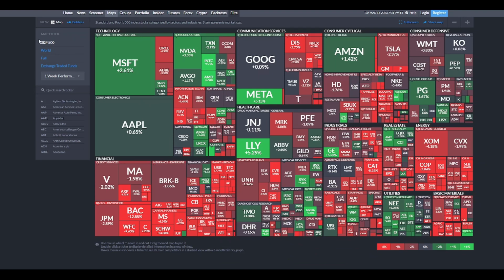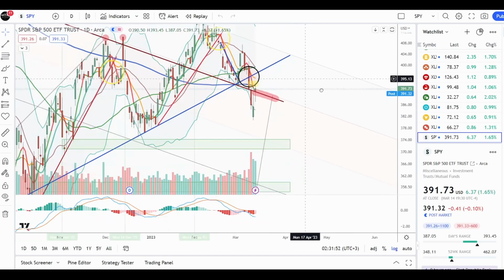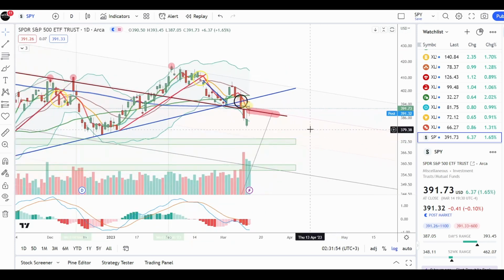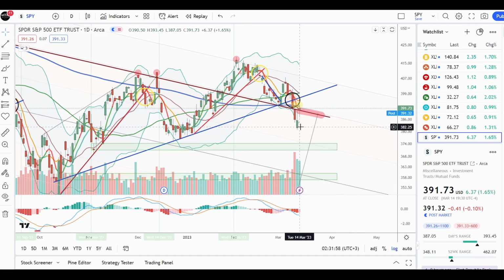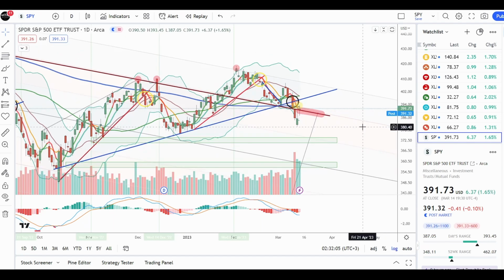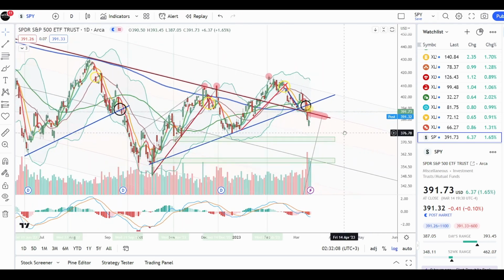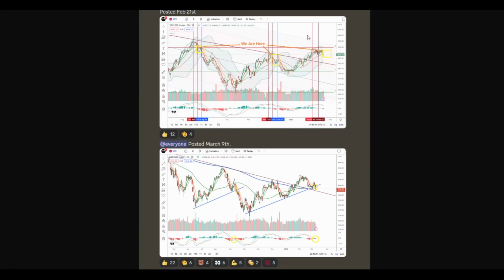So let's get right into this video. Let's start with the daily chart of the S&P 500. And the price action for the past couple of months, from January 25th to March 14th, can really be summarized in a couple of charts. Let me show you exactly what I'm talking about.